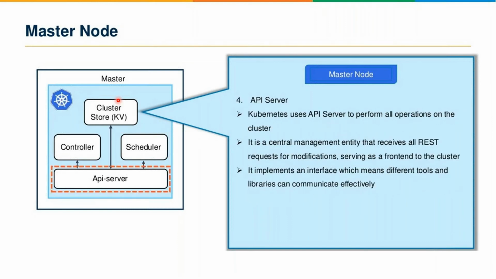Next one is the API server. The API server is a front end server. Kubernetes uses the API server to perform all operations on the cluster. It is a central management entity that receives all REST requests for modifications, serving as a front end to the cluster. So when we submit any script to the API server, first it will check it and move it to the scheduler. The scheduler will distribute the load on node servers.